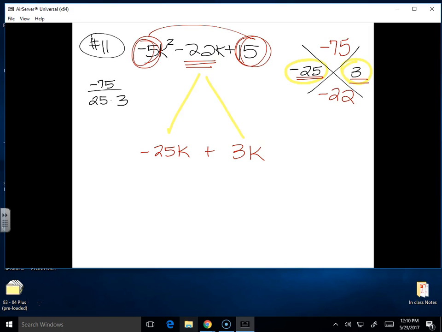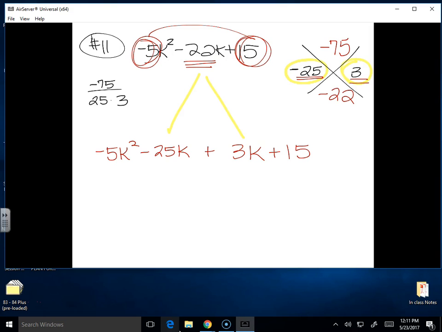Okay, so if I broke up the negative 22, wait, that's not the only thing though. That's just the middle term. What did I have at the very beginning? Well, I broke up the 22. It's been dealt with. So negative 25k plus 3k is negative 22k. But what else do I have in my trinomial? What was the first term? Negative 5k squared. And what's the last term? Plus 15. So I kept the first, I split up the second, and I kept the last.